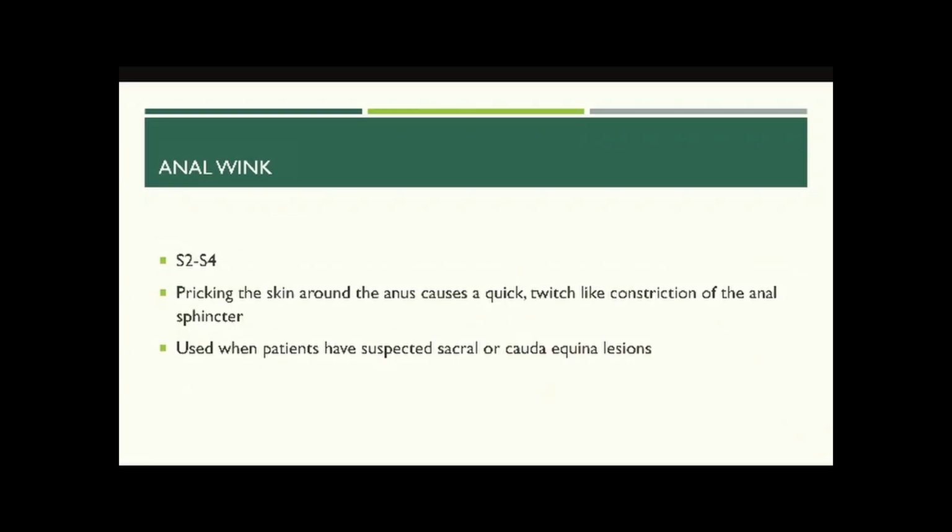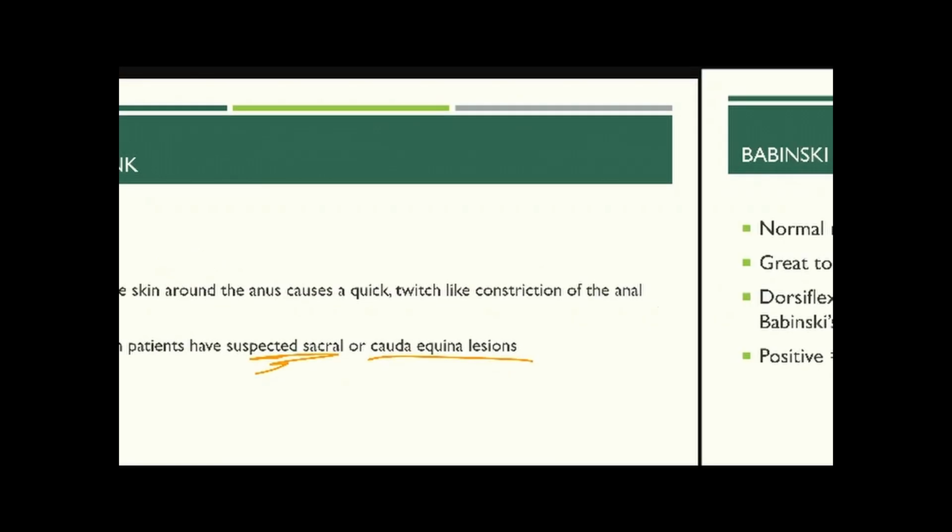Here's the anal wink. This is S2 to S4. Pricking the skin around the anus causes a quick twitch-like constriction of the sphincter. So again, if people are brain dead, you're just going to see if they have any brain activity. These are the things that you would do to try to get some responses. Used when patients have suspected sacral or, again, cauda equina syndrome or lesions. The S2 to S4 is a big area down there, and it can cause problems.